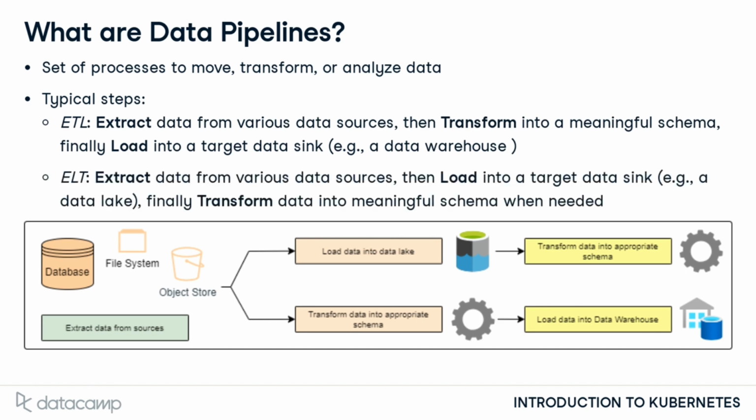In recent years, another type of data pipeline has gained popularity, and this is ELT. In ELT, extraction also takes place like in ETL, but then loading into a target data sink takes place immediately. This is typically a data lake. After loading takes place, data can be transformed into a meaningful schema when needed. The exchange of these last two steps allows data consumers like data scientists or data engineers to transform the loaded data as needed, and hence offers additional flexibility compared to ETL.